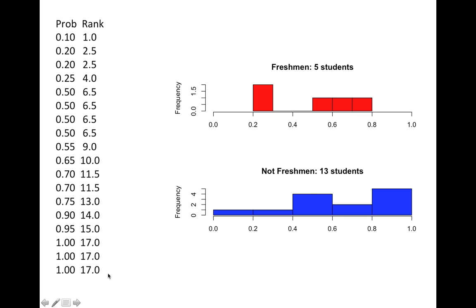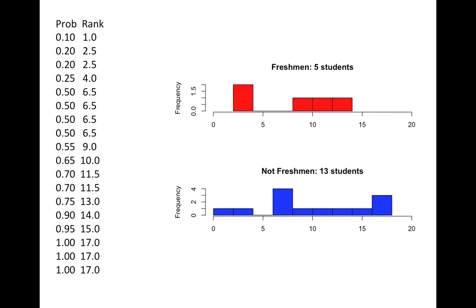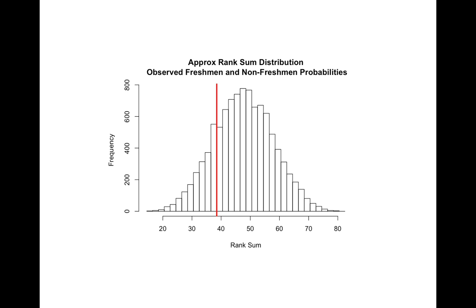So if I make pictures based on the ranks, right, then here are the ranks of the freshmen's probabilities and the ranks of the non-freshmen's probabilities. If I do the rank sum test and I look at actually all the possible allocations, and here this is approximately all the possible allocations because there are so many. There are many, many thousands of possible ways to allocate 5 and 13 that I just have a subset here. If I do that, then I get this reference distribution.